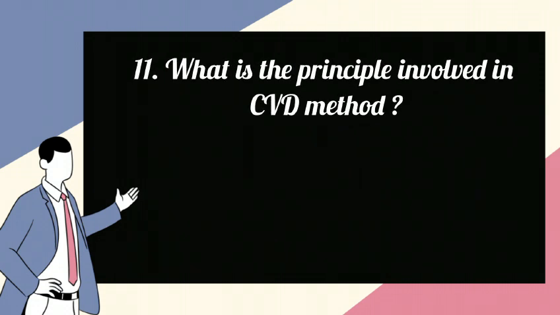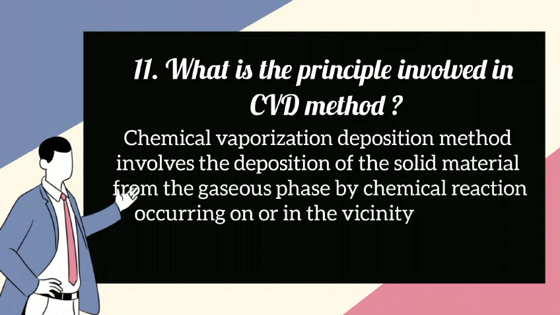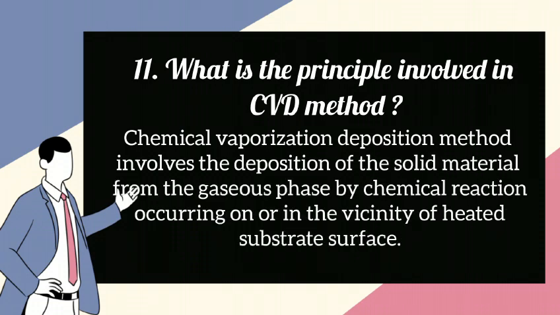What is the principle involved in CVD method? The chemical vapor deposition method involves the deposition of a solid material from the gaseous phase by chemical reaction occurring on or in the vicinity of a heated substrate surface.